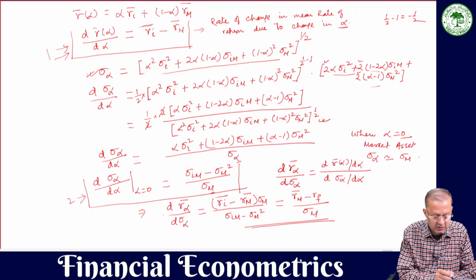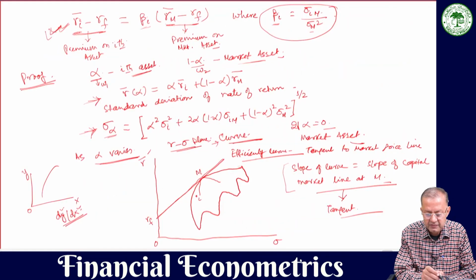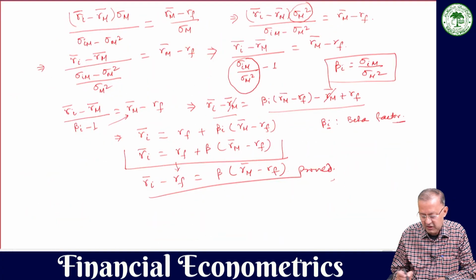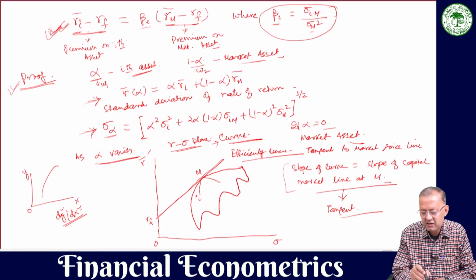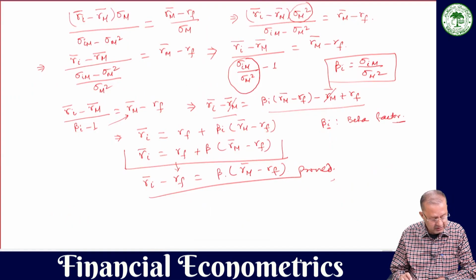We had started the proof here, and finally we have reached the proof. Ri bar minus Rf is equal to beta I into Rm bar minus Rf. So this is the beta factor.